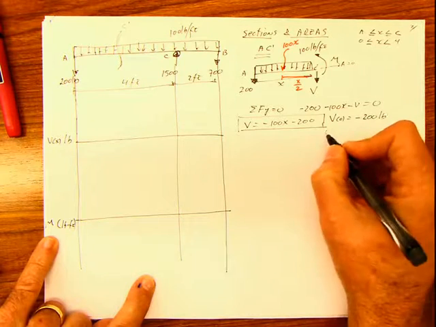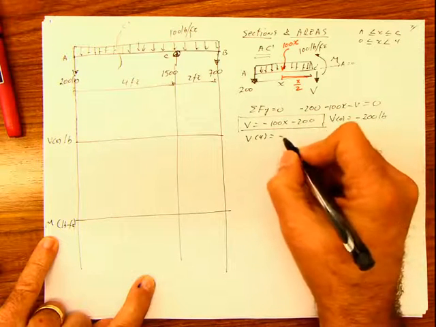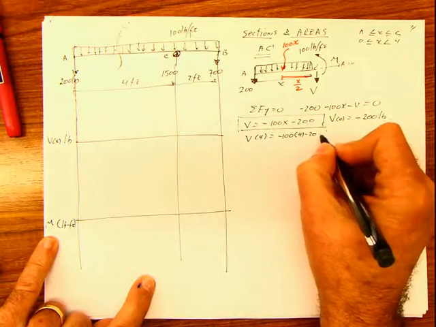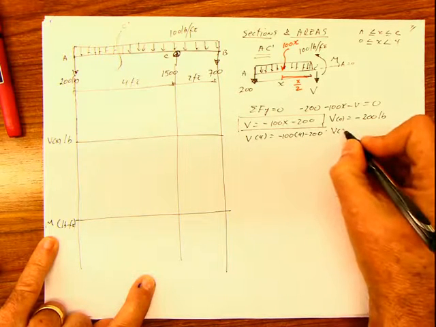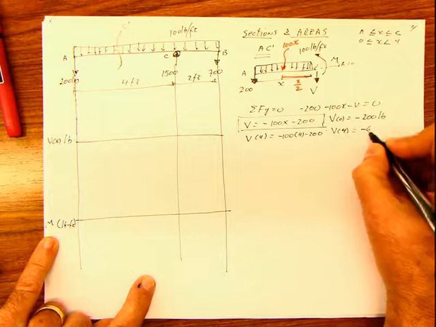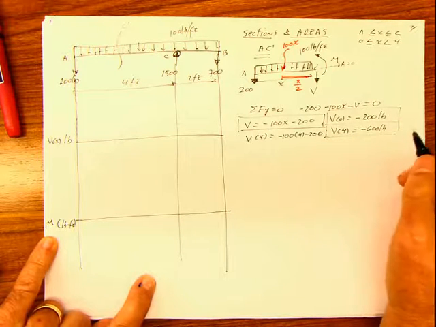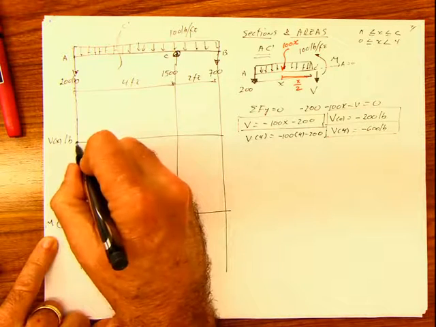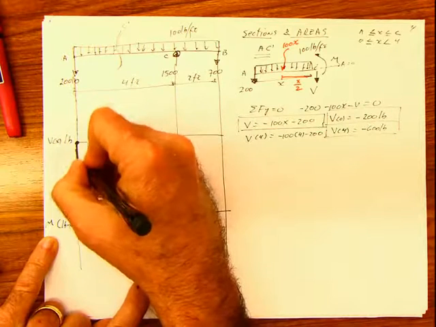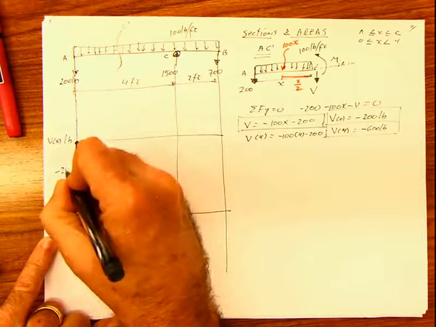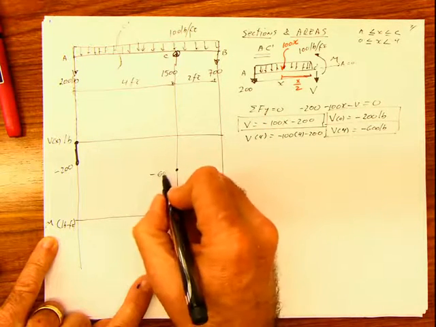And if you use the other distance, which is 4, then you're going to have negative 100 times 4, negative 200. And this is 400 and 200, so V of 4 is going to be equal to negative 600 pounds. Those are the two values that we are going to plot in our diagram. V of 0, I plotted at 0 here, is negative 200. That means that it's going to jump from 0 to negative 200. And the other value at 4, which is this other end, is going to be negative 600.